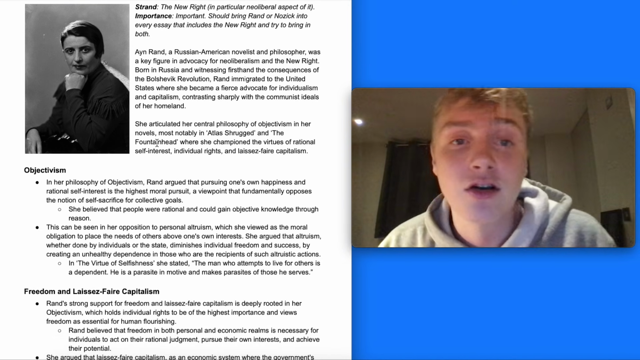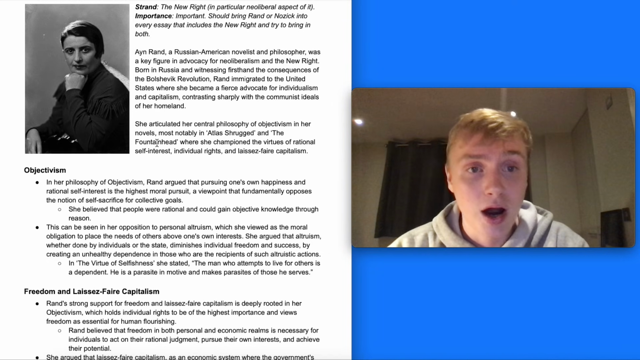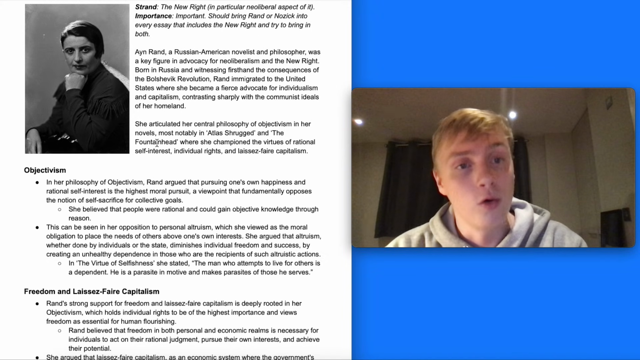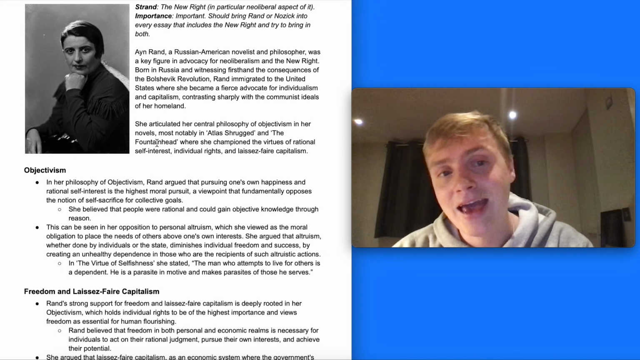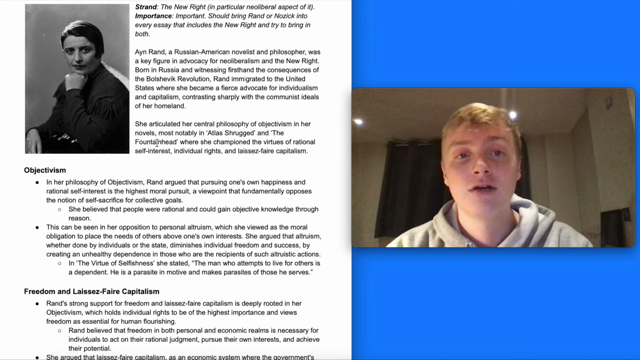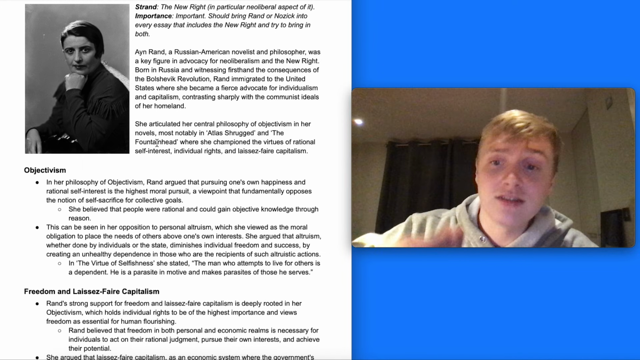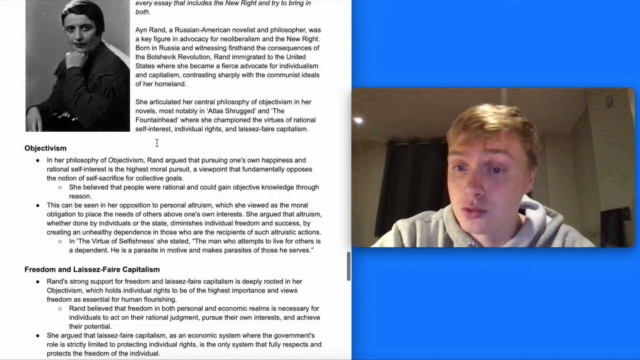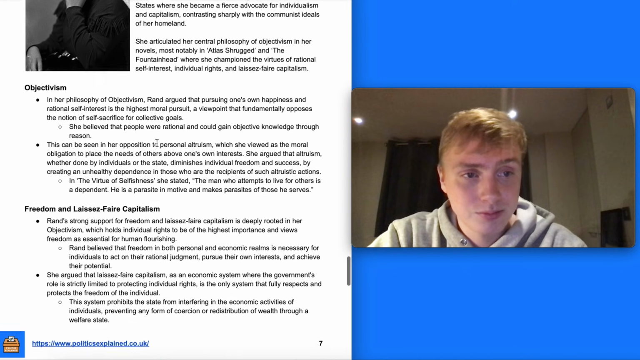She's a Russian-American novelist who is a key figure in advocating for neoliberalism and the new right. So she was born in Russia, saw the consequences of the Soviet Union, the Bolshevik Revolution, and then came to the United States and really strongly advocated for individualism, free market capitalism, and freedom. And a lot of these principles are articulated in novels, actually, such as Atlas Shrugged and The Fountainhead.